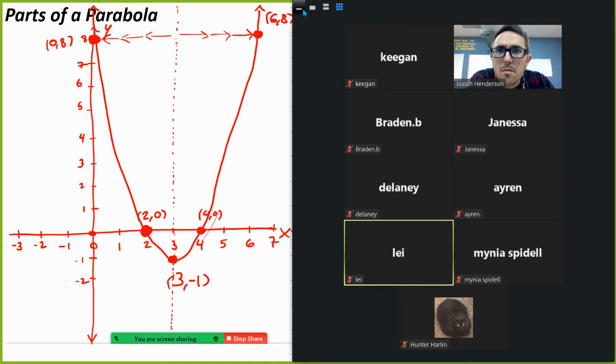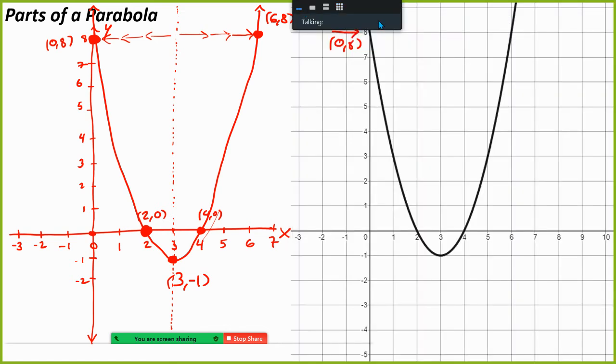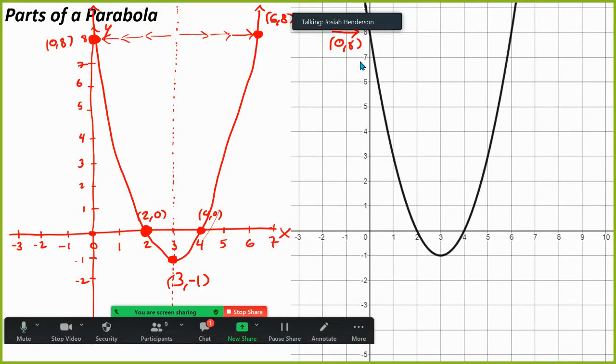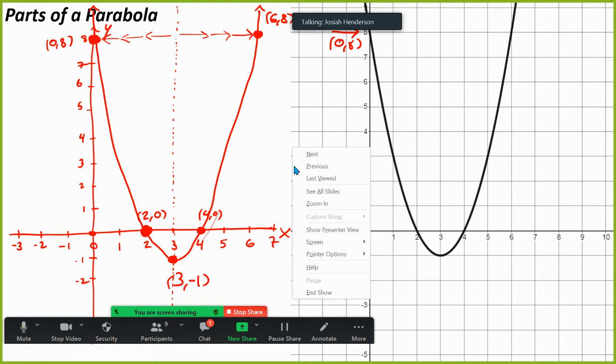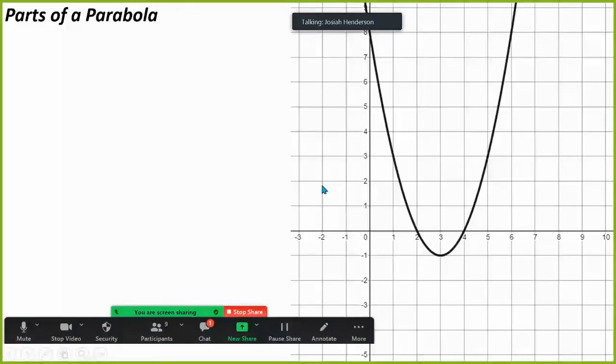Yes to that question in the chat. What I'm going to do is erase my red one, and we're going to use the same picture I have in black, and I'm going to label that. So it's the same graph, everybody. Please don't worry. It's the same picture you have up, and I'm going to do the points again on my black one.